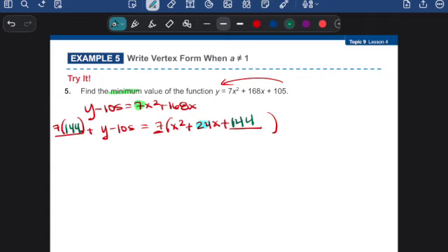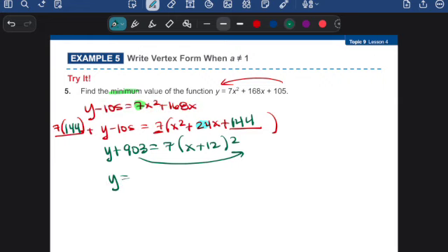And now we can simplify a little bit. So then I'm going to have y plus 903 equals 7 times, now I can factor this perfect square trinomial inside my parentheses. It's going to be x plus 12 squared. And then I'm going to move this 903 to the other side. y equals 7 times x plus 12 squared minus 903.